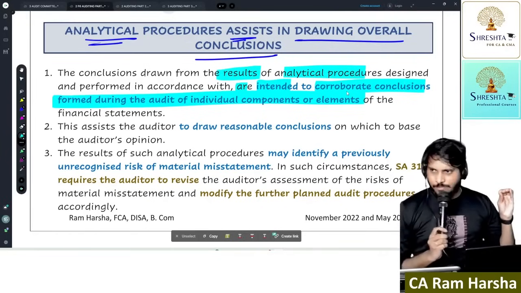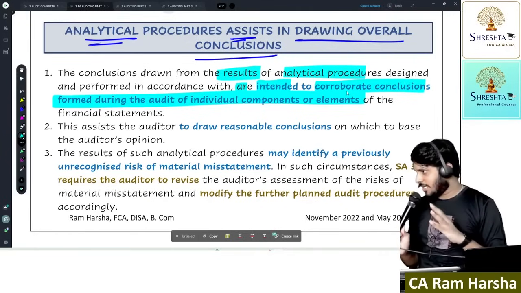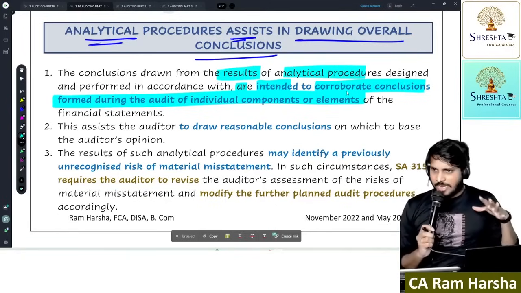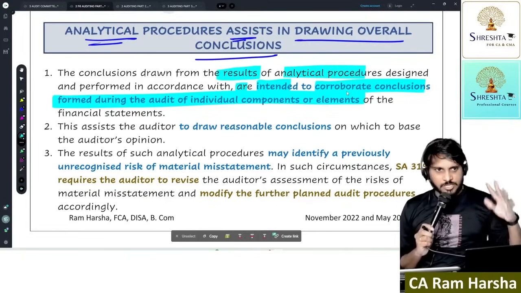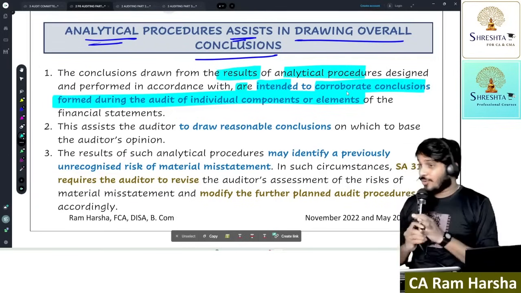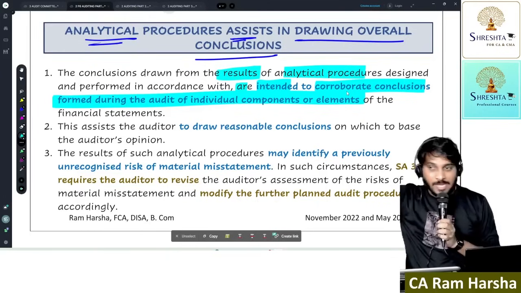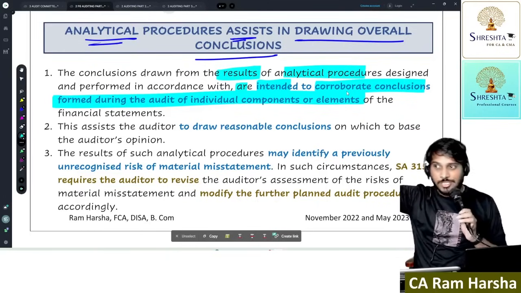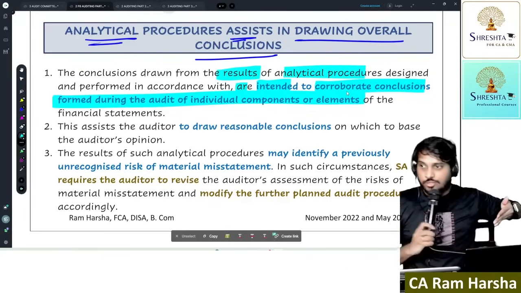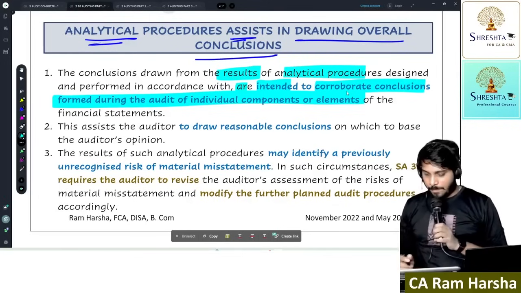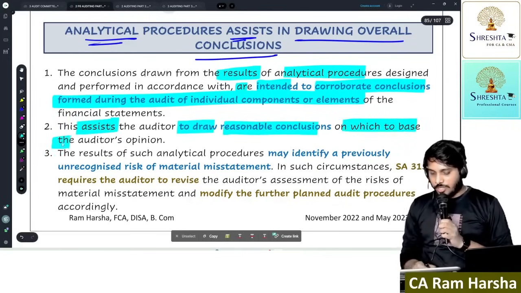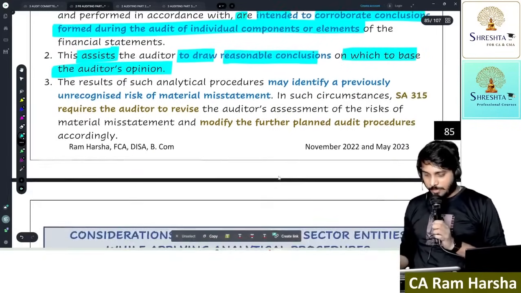I took 100 samples, then everything was completely rightly processed. So originally, when I conducted the audit, normal substantive procedure and normal compliance procedure, I felt purchases, everything is true and fair. Now I apply logic to everything. Now both should match. Logically also I should feel yes, they are completely reliable. Actual verification also should be completely reliable. So this analytical procedure helps to draw reasonable conclusions on which he will base the audit opinion.